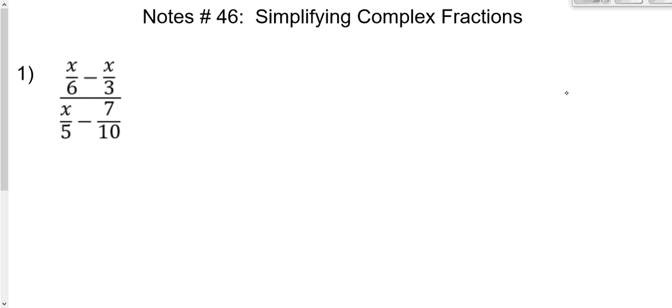Today we're going to talk about what we call complex fractions. So go ahead and get your notes ready, get yourself all set up. We have 3 examples to work through.